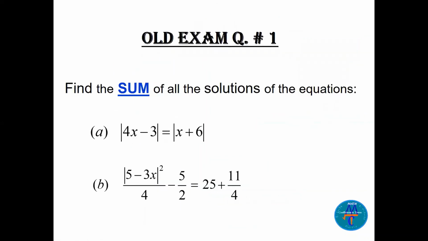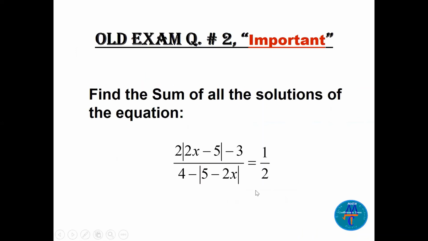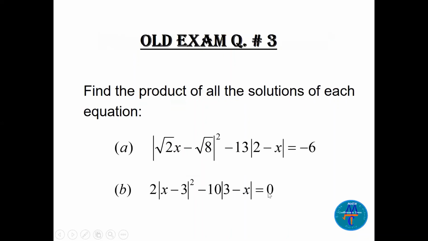Now we come to the old exam questions. I prepared some. We will see them now. Find the sum of the solutions of these equations. This is a little easy. And this is a medium here, A and B, try both, just to practice. Old exam number 2, also we need here to find the sum of the solution of this equation. We have absolute value up and down is equal to half, really nice one.